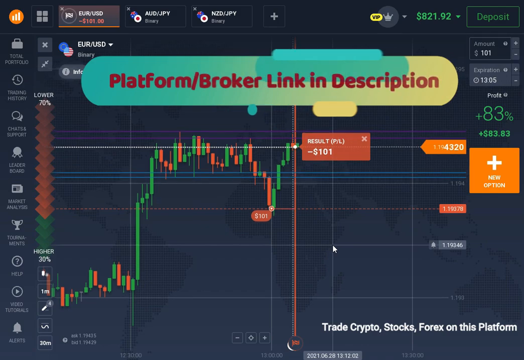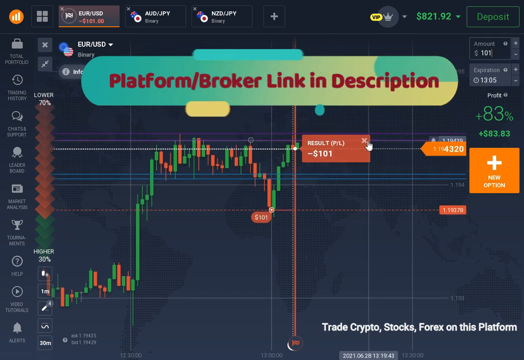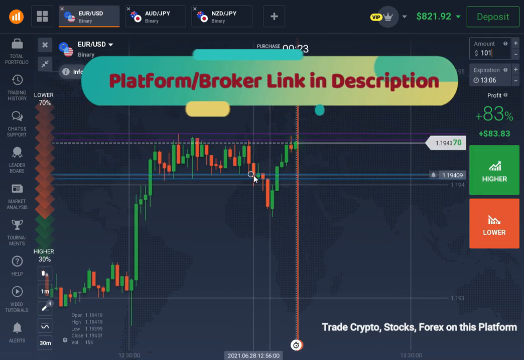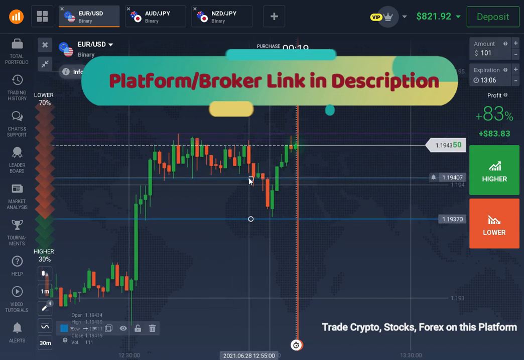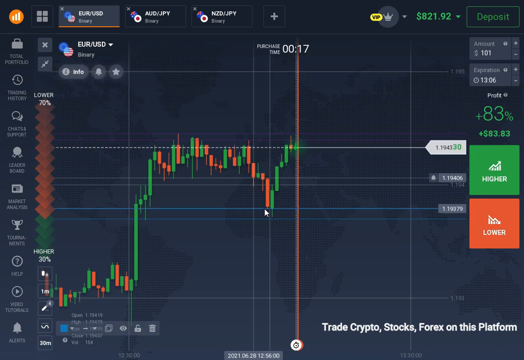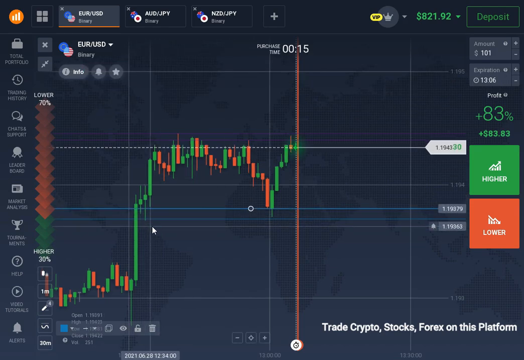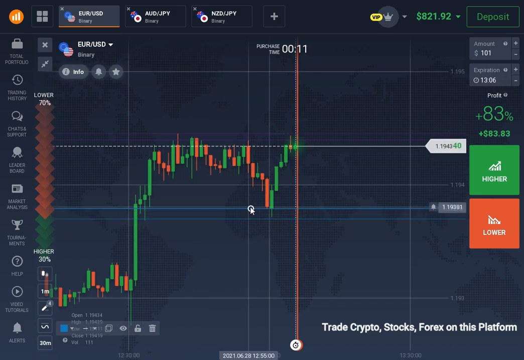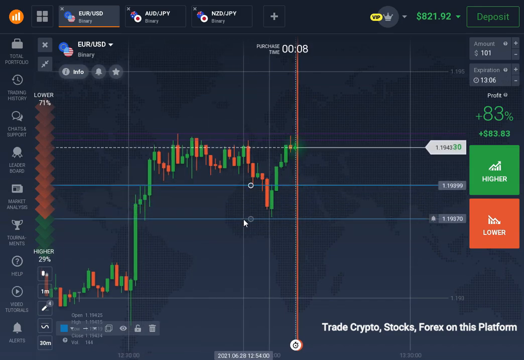So we have lost this trade, and the reason is simple, because market got supported by this level. You can see this is a support zone, a previous support zone. But let me explain why I took this trade, because I have to tell you the reason.